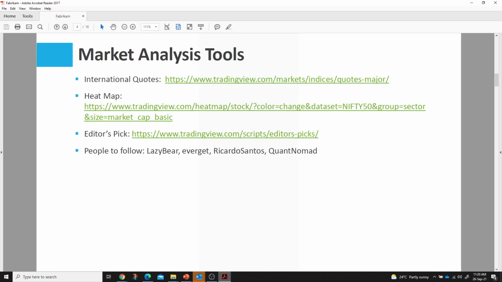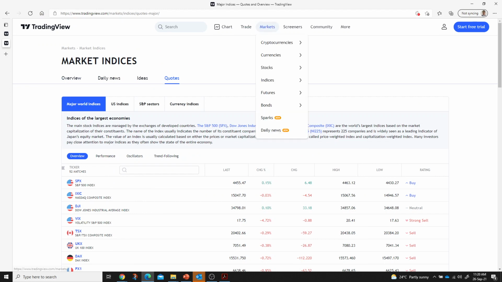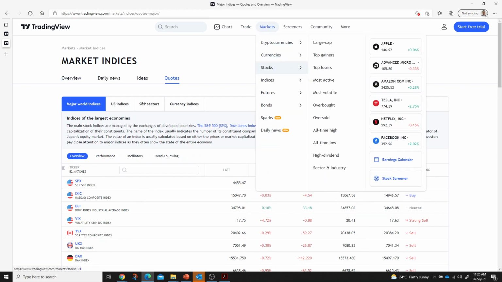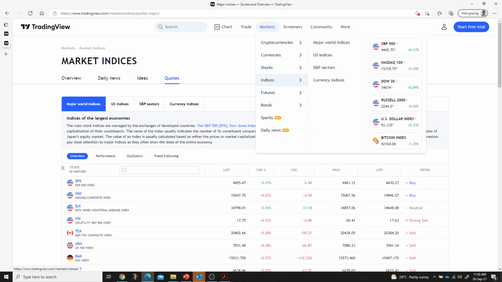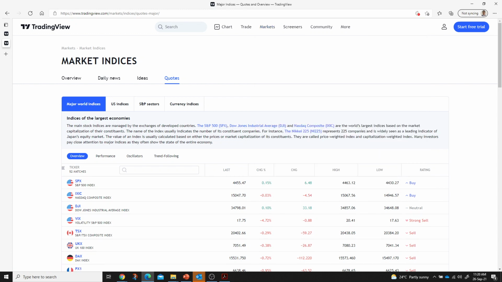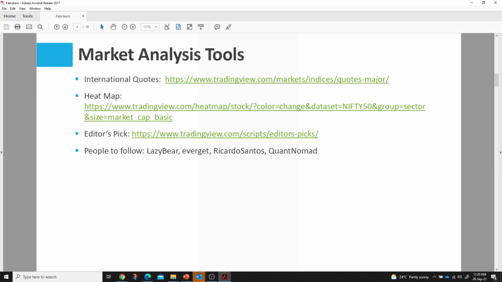Then heat map. There is a feature for this. What is the current Indian market doing? For that, you can look at the heat map feature.